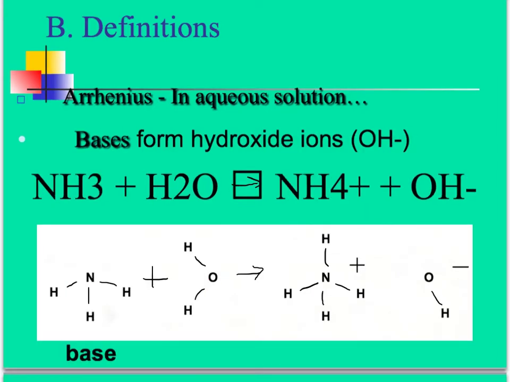Arrhenius defined a base as something that will form hydroxide ions, or OH- ions, in an aqueous solution. So we've got NH3 plus H2O gives us NH4+ plus OH-. So we can see that here's our hydroxide ion that's formed, and it makes it basic.